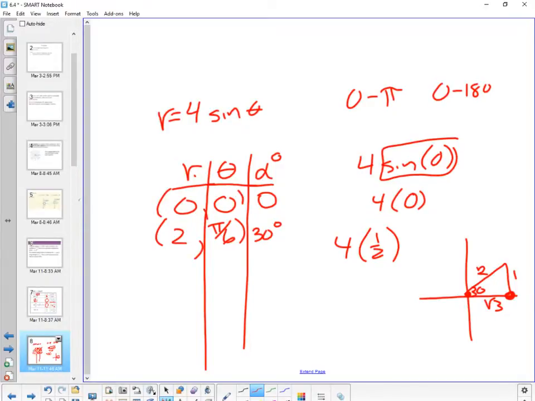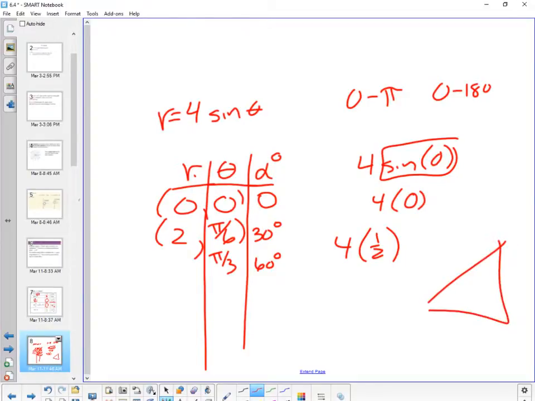Then I would go to maybe 60 degrees, right? Which is pi thirds. And then I would find the sine of that. Well, the sine of 60, let me draw that real quick. This is radical 3, this is 2, this is 1. So that would give me 4 times radical 3 over 2. So that becomes 2 radical 3?